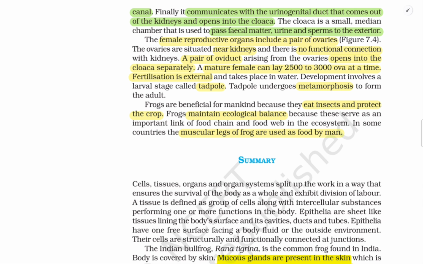Frogs are beneficial for mankind because they eat insects and protect the crop. Frogs maintain ecological balance because they serve as an important link in the food chain and food web in the ecosystem. In some countries, the muscular legs of frogs are used as food by man.